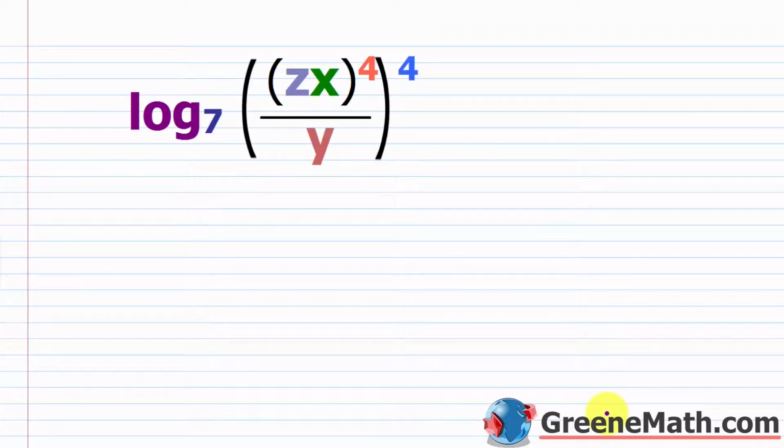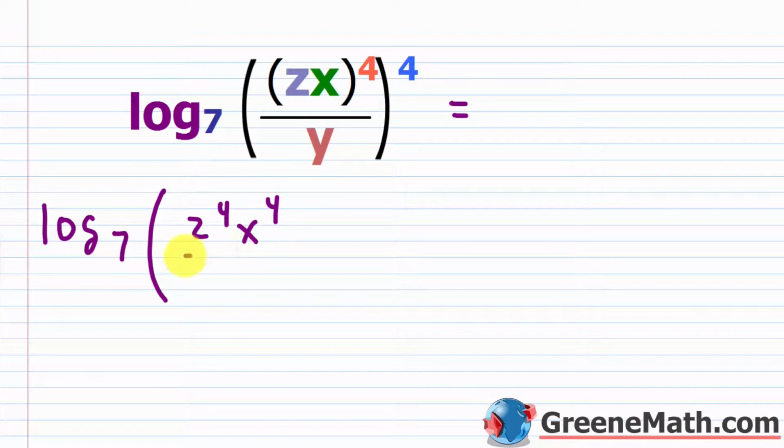All right, let's try another one. So we have log base 7 of, and then for the argument here, we have zx that's raised to the 4th power over y, and then this whole thing is raised to the 4th power. You just have to be careful here to set this up correctly. Again, we want to expand this. You could do this multiple ways, but the first thing I'm going to do is apply this exponent here to the z and the x. So I'm going to say that I have log base 7 of z to the 4th power, x to the 4th power, over y, and this whole thing will be raised to the 4th power.